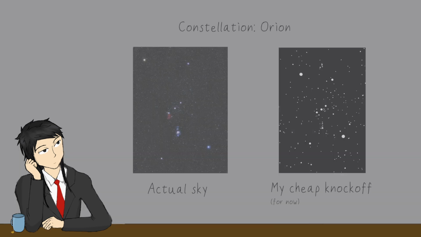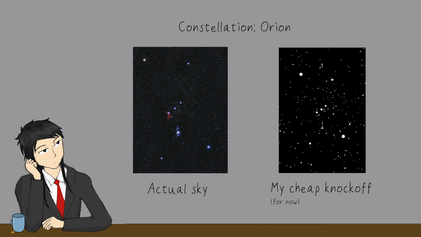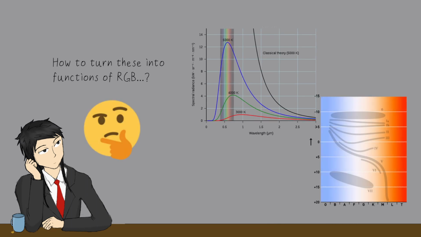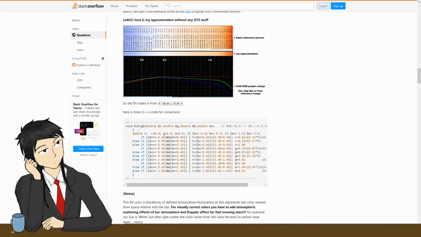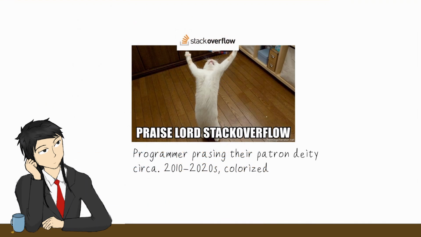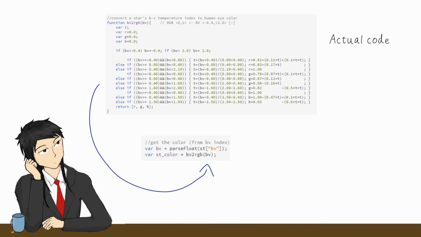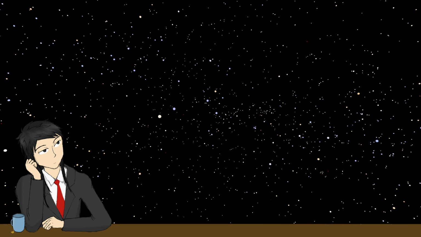Then we can start adding colors. A sky with only white dots is boring. After all, the stars come in many different colors. Trouble is, how do we get the RGB color from the temperature in the BV index? I did a search, and of course, someone already made an algorithm. You can literally find any obscure arcane dark magic of coding on Stack Overflow. We just put the value in the function, and it will output the correct RGB colors.